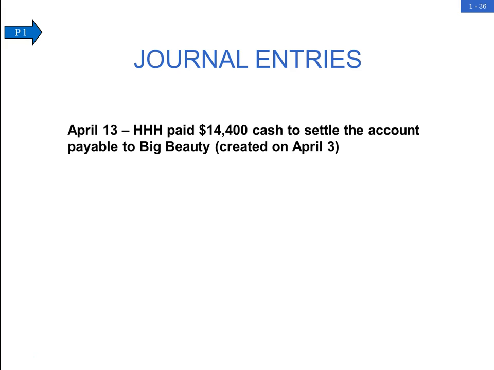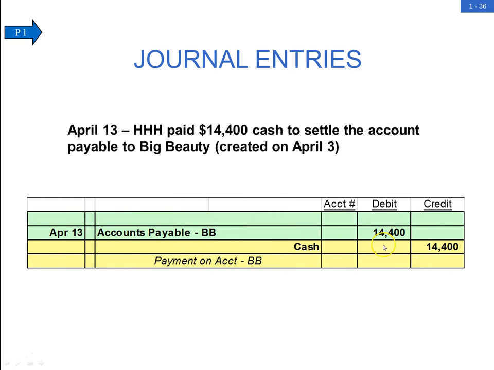Well, now that we're paying it off, we need to decrease the liability, the amount that we owe, by debiting it, and we need to show a decrease in our cash by crediting that. So debit the accounts payable to show the decrease in accounts payable, credit the cash to show the decrease in cash.